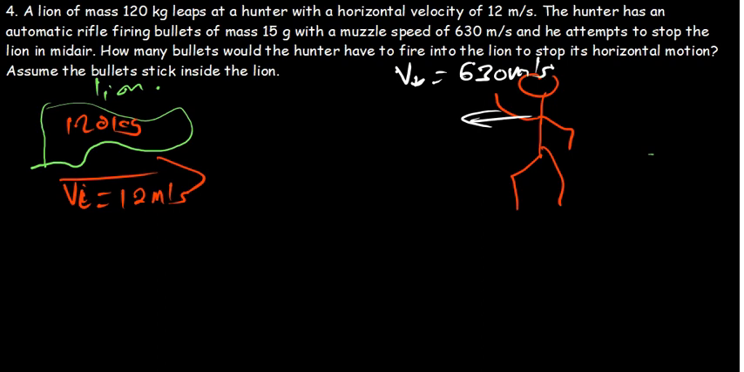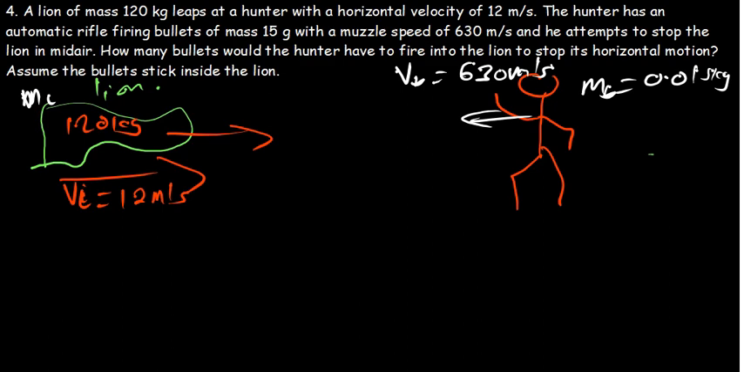Now the mass of that bullet, we are saying it is 15 grams. I can convert this to kg, which is 15 divided by 1000, which is 0.015 kg. Now what we need to remember is that this lion is moving in this direction.